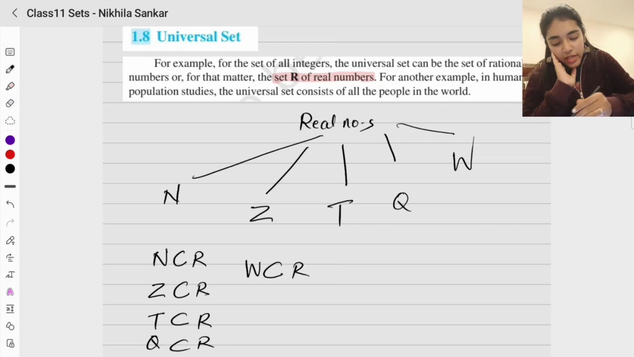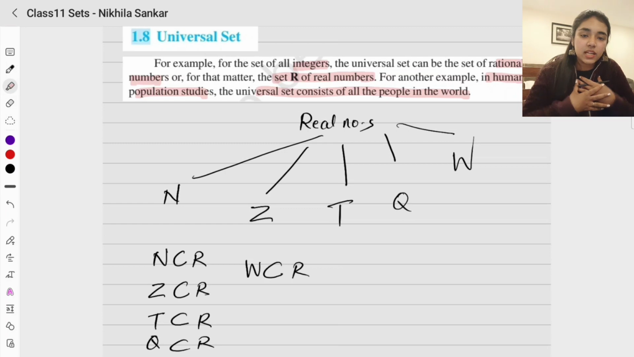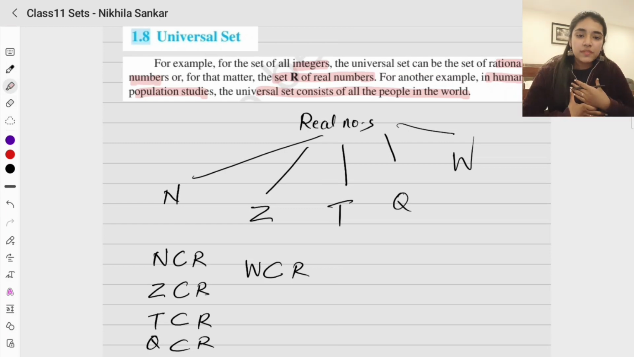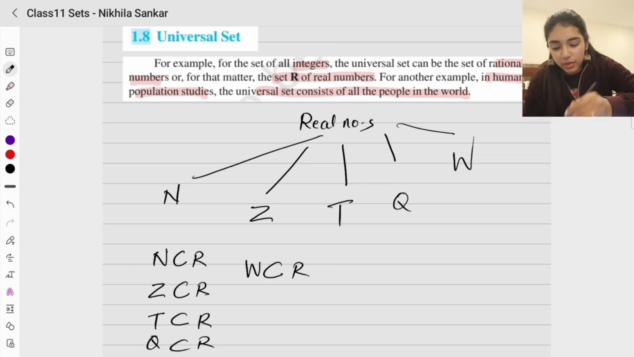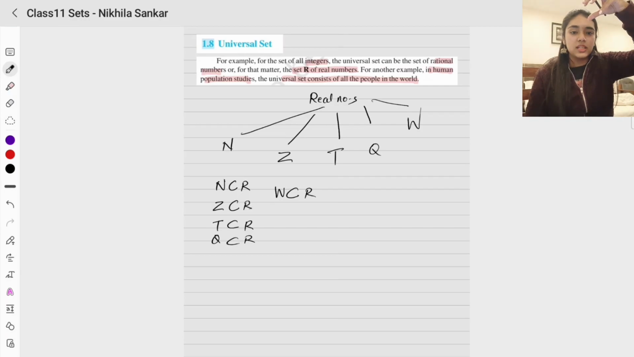So what is given here? For example, for all sets of integers, the universal set can be rational numbers, or for that matter, the set R of real numbers. For another example, in human population studies, the universal set consists of all people in the world. Now we looked at it with numbers. Who is the universal set for us? All the people in the world. In all the people in the world, we are also one person. I am a female. You have a lot of people, but they are all your universal set. We are a part of it. Correct? So we are all a part of the universal set. What is a universal set? There is one thing common to everything. Okay.